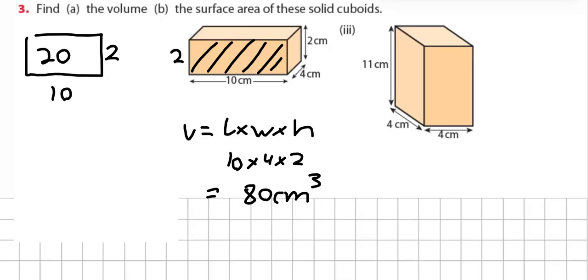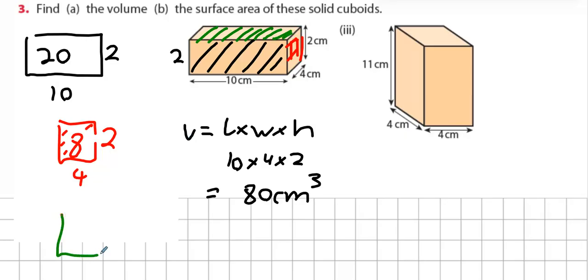Okay. Next thing I'm going to do is shade in the red one. The red one is the same as the right and the left. And what's the size of the red one? 2 by 4, which is 8. The red one is 8. Okay? Is everybody on board so far? Now what about the top one that we'll colour in green? Everybody see the green one? What size is the green one? Anybody tell me? 10 by 4, which is 40.